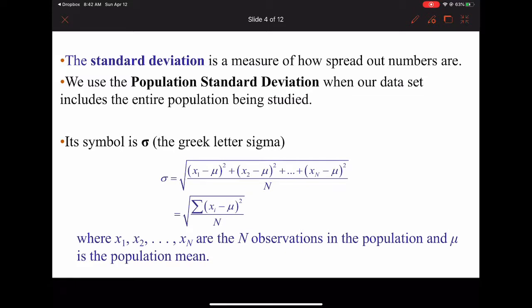So this is our formula, and if you can hear the baby crying in the background, I apologize, but this is what happens when you work from home.